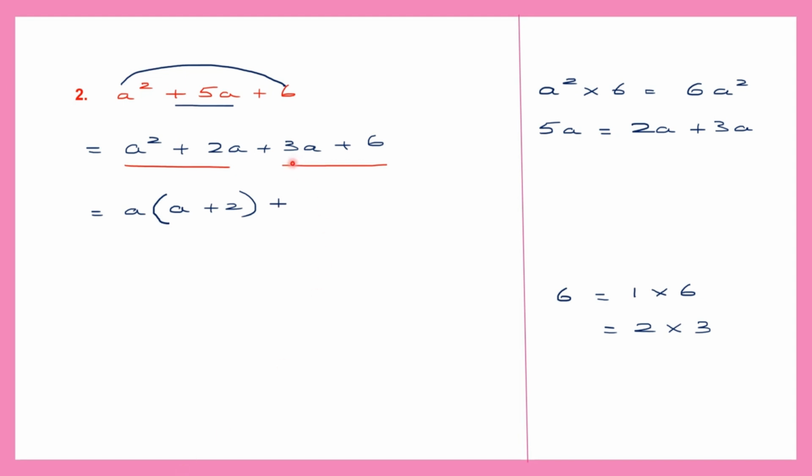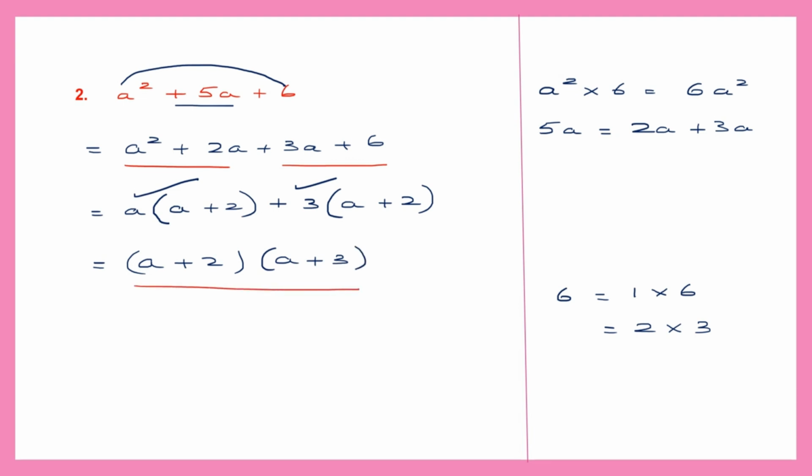Here, as you can see, 3 is common, isn't it? So I can take 3 outside. Once I've taken 3 out, inside I just have to put a plus what will give me 6. 3 2s are 6. Now you can see these two are the same, it's common. So it will be my first factor, a plus 2, and what is left is a plus 3. This is my answer, a plus 2 into a plus 3.